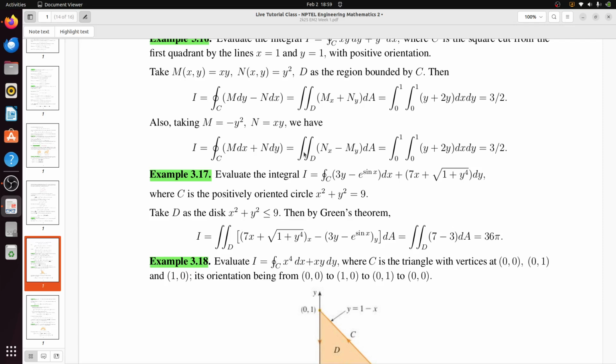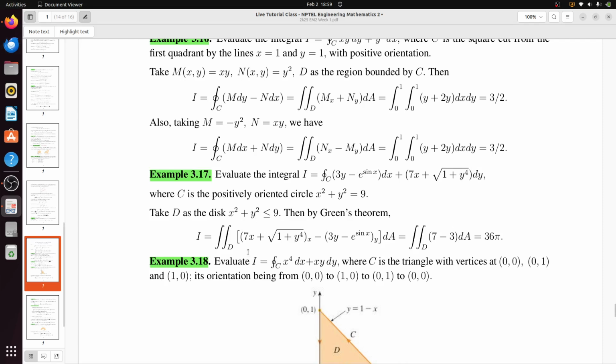in terms of line integration only, because you have the e to the power sin x term, which you need to integrate. You have to use substitution, because x will be 3 cos t and y will be 3 sin t in the parametric form. But in Green's theorem, since you are taking partial derivatives, the complicated terms will vanish.